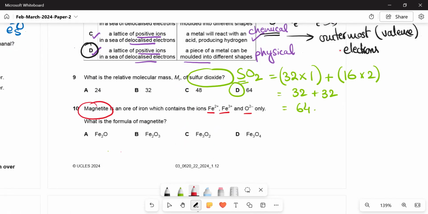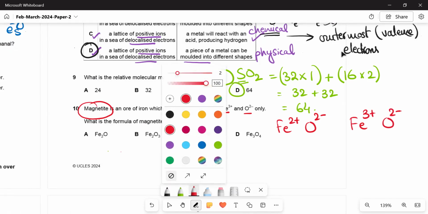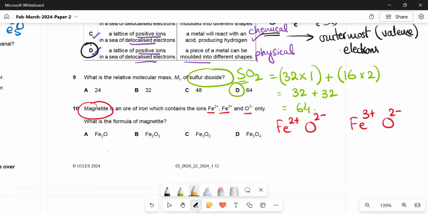This is an ore which contains two compounds, iron(II) oxide and iron(III) oxide. So if we make the formula of iron 2 with oxide and iron 3 with oxide, what will be the formula then? Here, the two ions will balance each other, will cancel each other out, and the formula will be FeO.